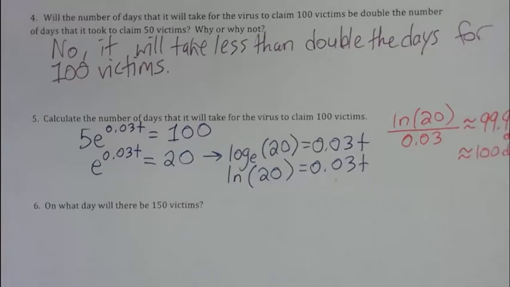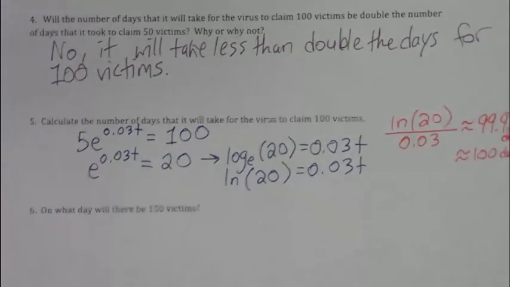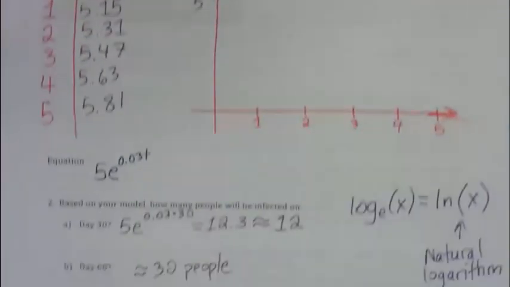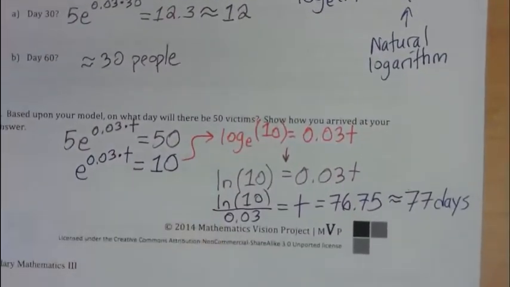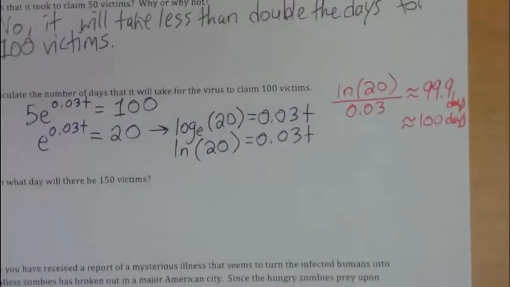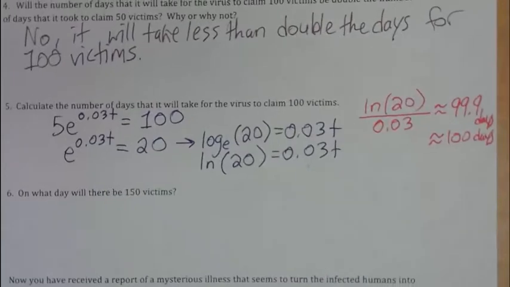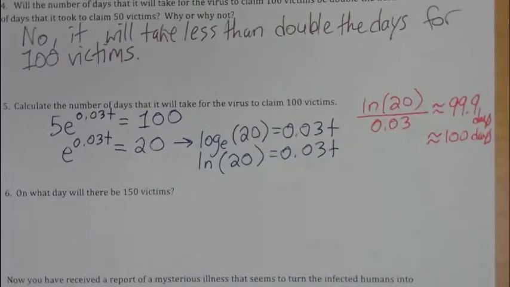So if we look back, 50 victims took 77 days. If it was 77 days for 50 victims, for 100 victims, well, that was only 100 days. So that was only 23 days more for double the amount of victims.